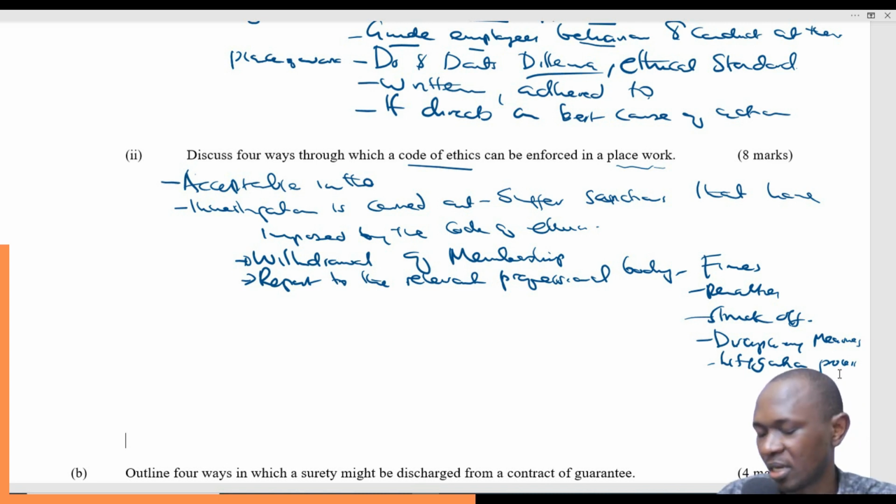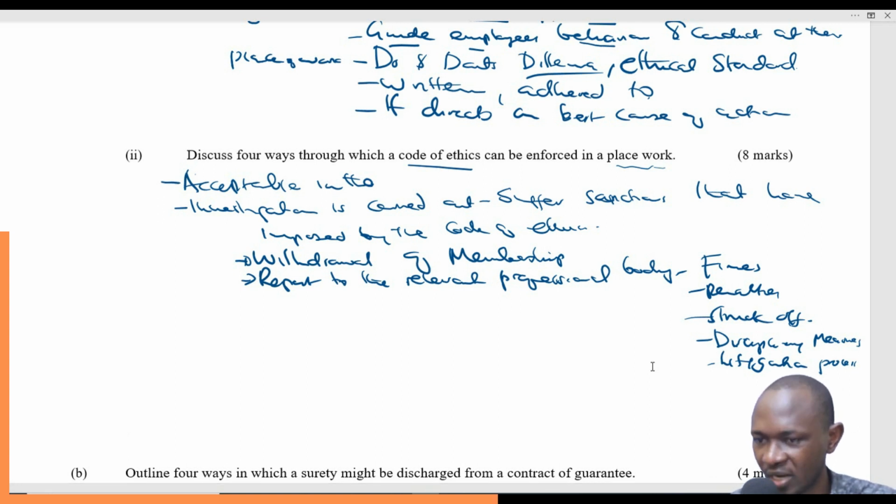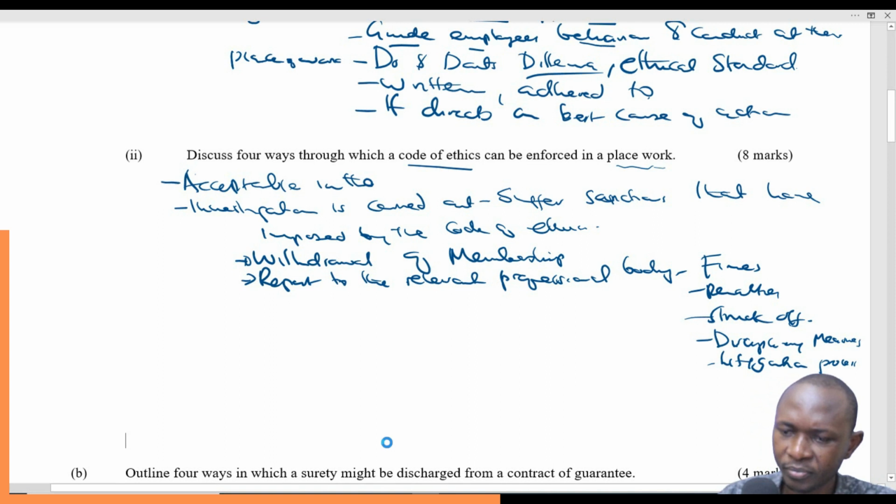And if you are found culpable, of course you can pay damages, you can serve a sentence. All these are possibilities when the company reports you to the relevant professional body, depending on the policies of that professional body. But when you go against, for example, the code of ethics of a company, the company has the capacity to report you to the relevant professional body, which can take any of these actions.